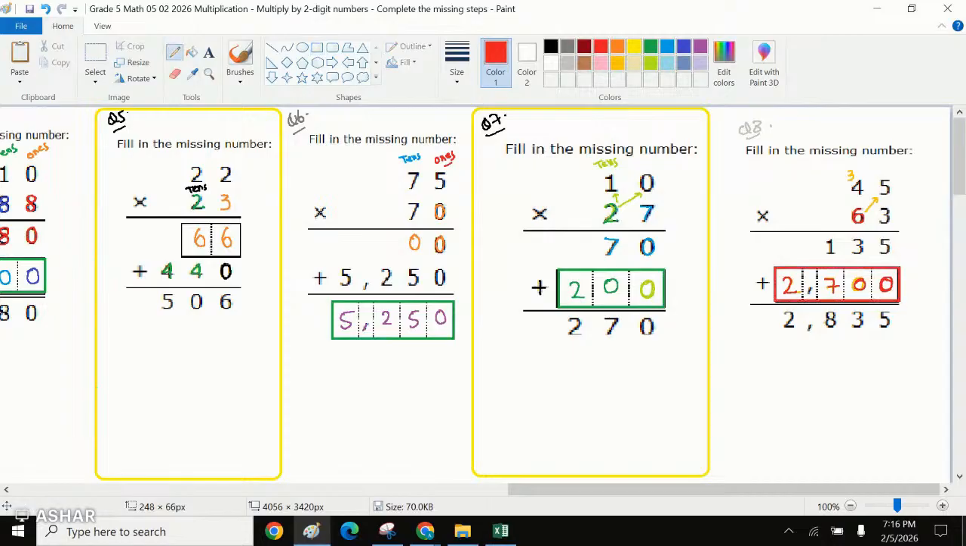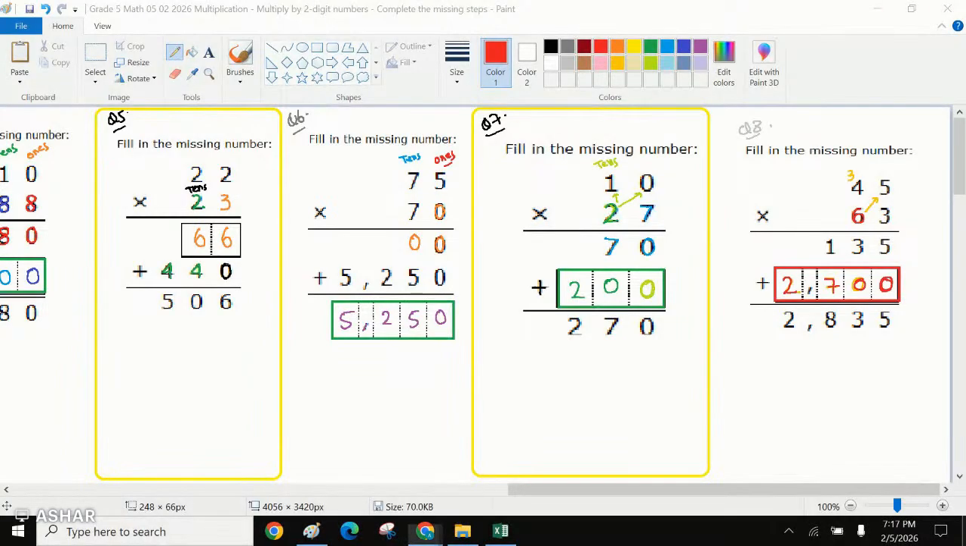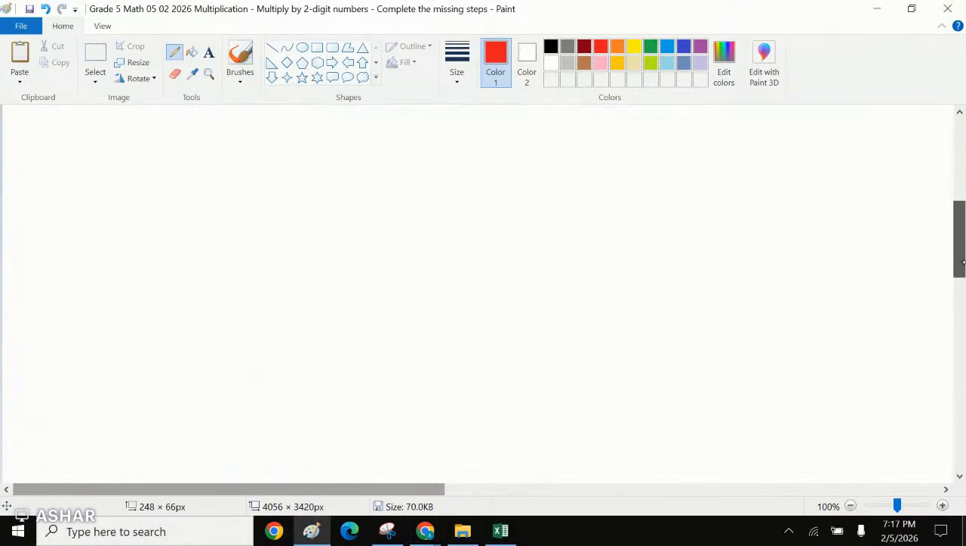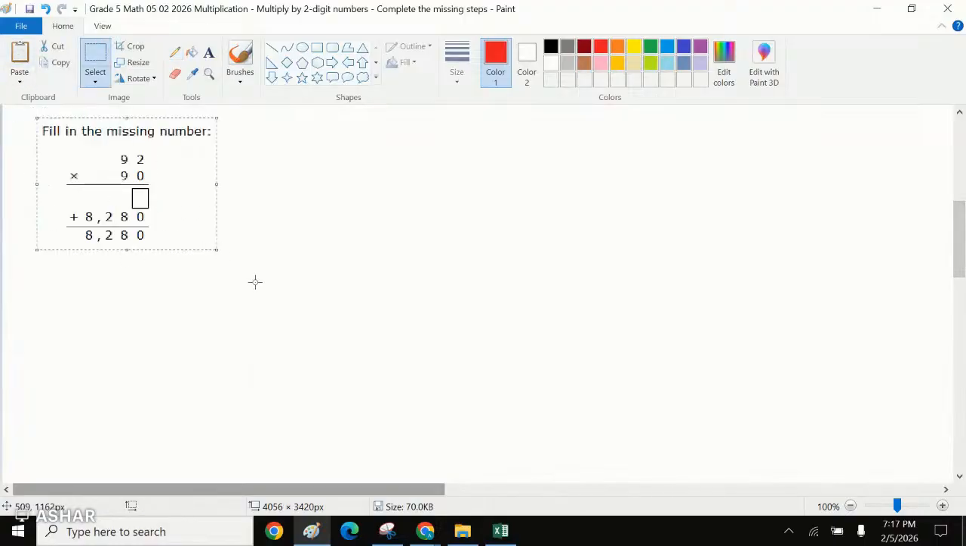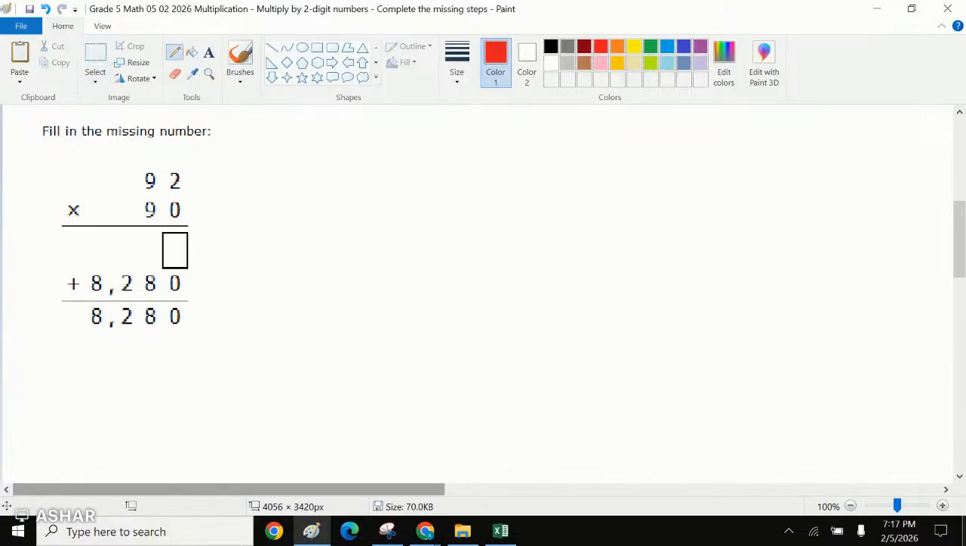Okay, thank you. Let's try the next question. So the next question, that is question number 9. The question number 9 says, let me just copy this. Okay. So our question number 9 is 92 multiplied by something, okay? This is our question number 9.